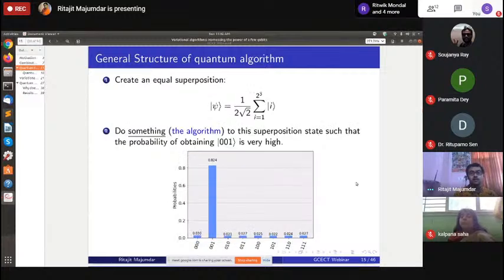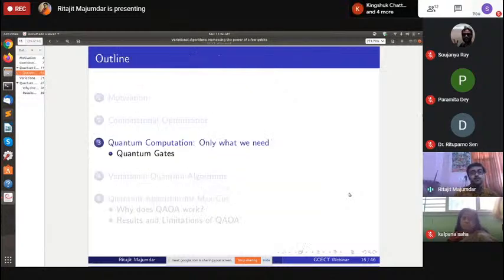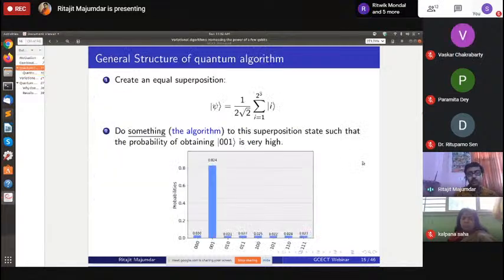So we'll have to do something, and this something is the algorithm, such that it will change the superposition state and the probability of obtaining 0, 0, 1 will be extremely high. This is the idea of a quantum algorithm. But how do we do that? We have seen what a qubit is. So we now need to change these qubits. How do we do that?